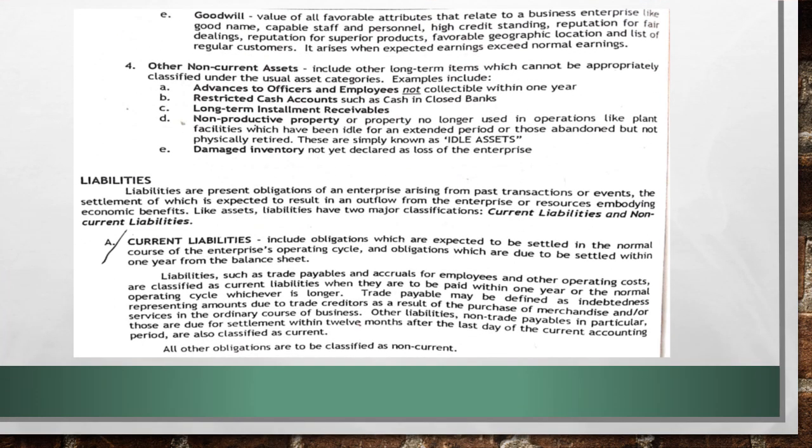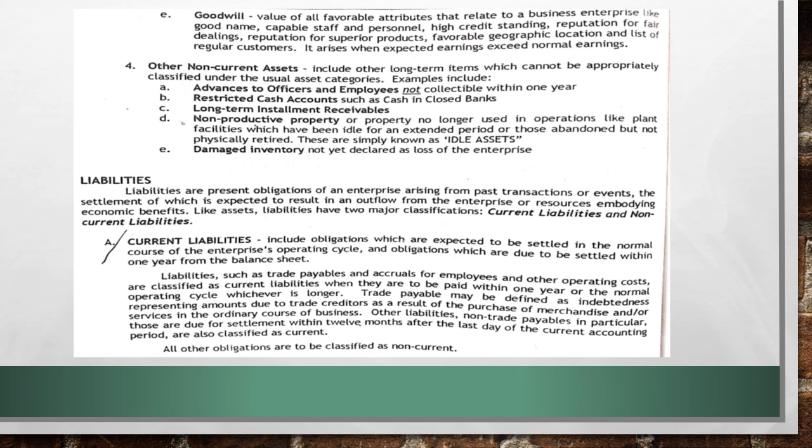Included in the intangible assets is the goodwill. Goodwill is the value of all favorable attributes that relate to a business enterprise, like the good name, capable staff and personnel, high credit standing, the reputation, and etc.